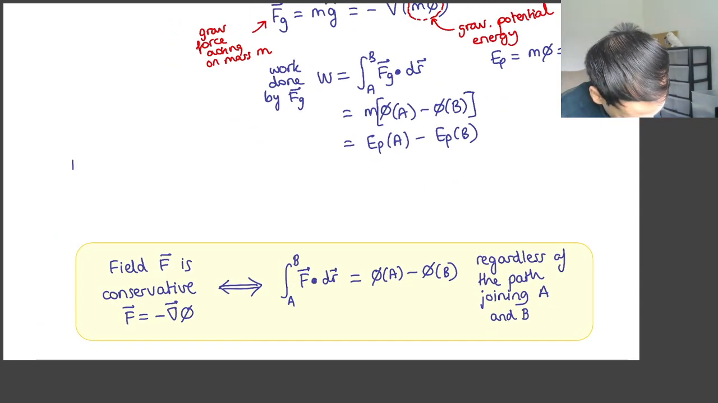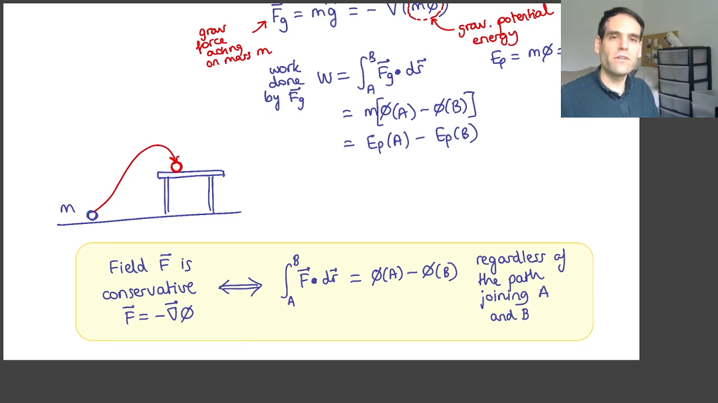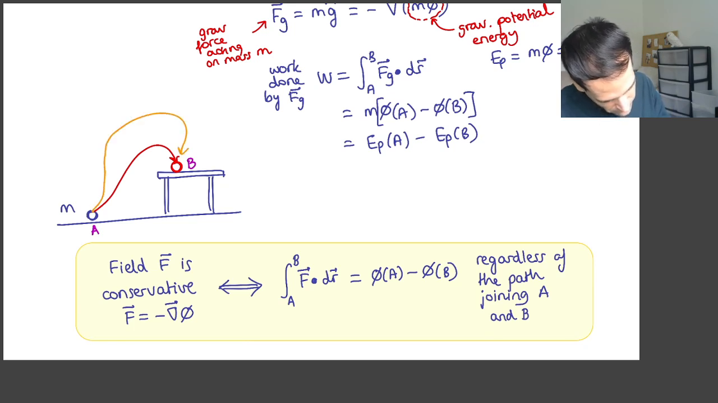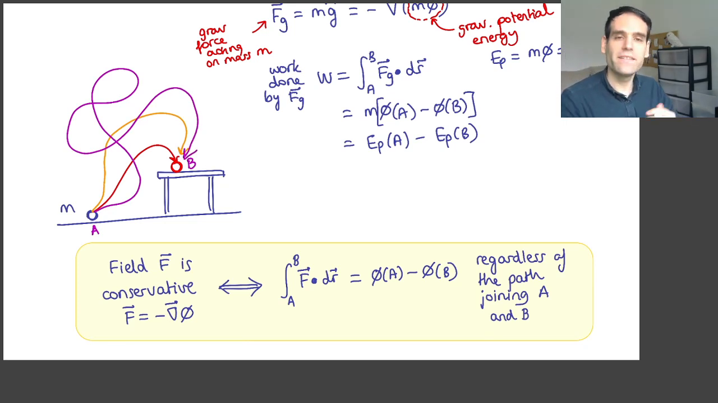So you have a table or you have a mass on the floor, and there is a table here. The work done in bringing this mass onto the top of the table is equal to mgh, which is the difference in gravitational potential energy. And this is independent of the path you take between A and B. So whatever path you choose, it doesn't matter how crazy your path, the work that you need is always the same, and it's equal to the subtraction of the potential energies. And that's because gravity is a conservative field.